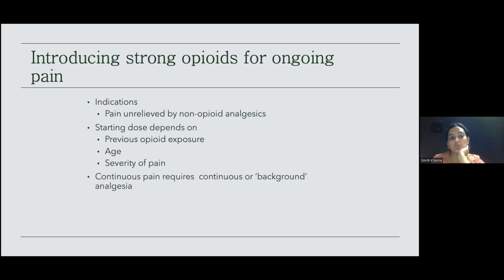Okay, so introducing strong opioids for ongoing pain. How do we actually start prescribing, or how do we start giving patients pain relief?